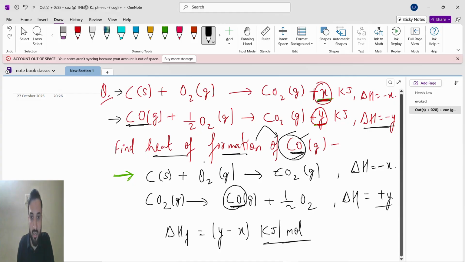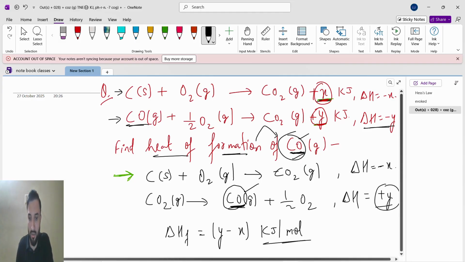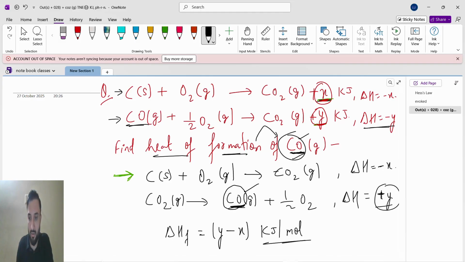Y minus X. Heat of formation of CO means on the right hand side we will bring the CO. That's it. On product side will be the CO. Okay. Right. So what will happen? Just we will change the sign. So it will become Y minus X. This is plus Y minus X. Or you can write like this also, minus X plus Y. Whatever you want you can write, kilojoule per mole.